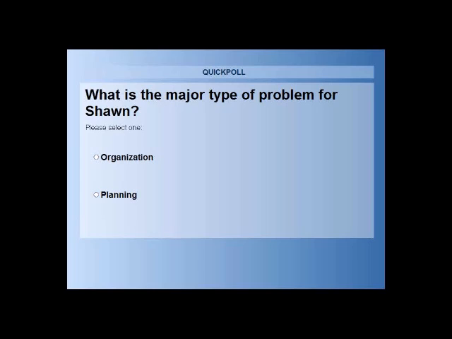Okay, so thinking about Sean and Julio, I'm going to ask you, what is the major type of problem for each student? Given that some of their problems may overlap a little, what would be the major one? So is it organization or is it planning? Okay, so I think we are going to start with Sean. Go ahead and pick which one would be the major one for Sean. And then in a moment, after you've done Sean, pick which one would be the major one for Julio.